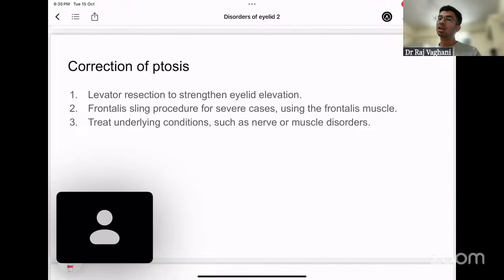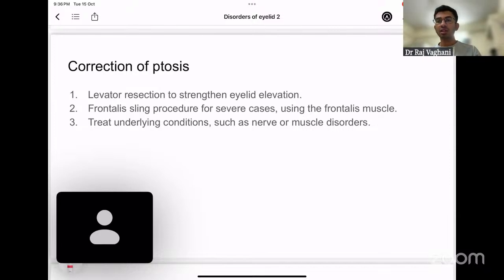Frontalis sling procedure is another procedure for severe cases using the frontalis muscle. So what is the frontalis muscle? Here on the frontal side of your skull, there is a muscle called the frontalis muscle. You do a frontalis sling procedure. From your frontalis muscle, you create a sling which will carry and lift your eyelid. The frontalis muscle will lift your upper eyelids. So that will happen in the frontalis sling procedure.